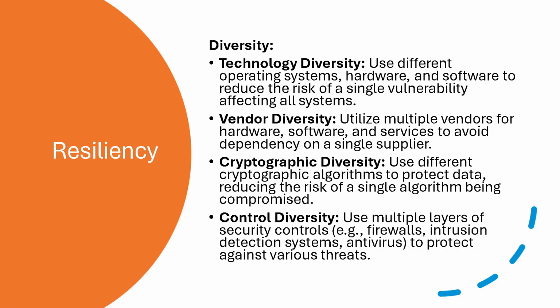Vendor diversity. We utilize multiple vendors for hardware, software, and services to avoid dependency on a single supplier. It allows us to maintain flexible contracts to switch vendors if necessary. Cryptographic diversity. Using different cryptographic algorithms to protect data reduces the risk of a single algorithm being compromised. For doing so, we can implement diverse key management practices to enhance security. Control diversity. In control diversity, we use multiple layers of security controls, which can be firewalls, intrusion detection systems, and antiviruses, to protect against various threats.